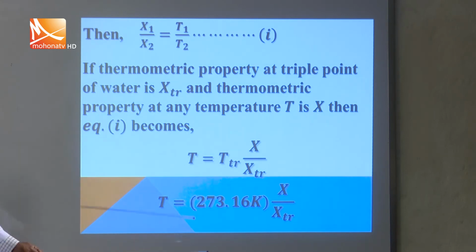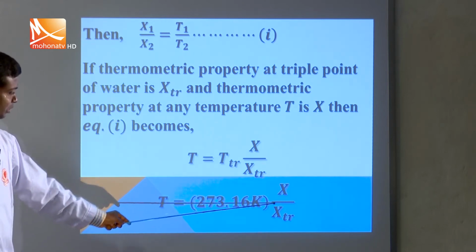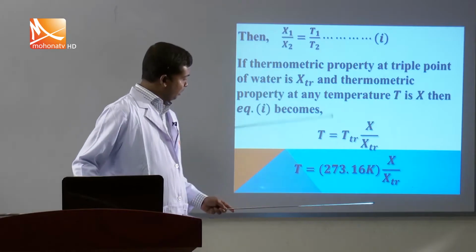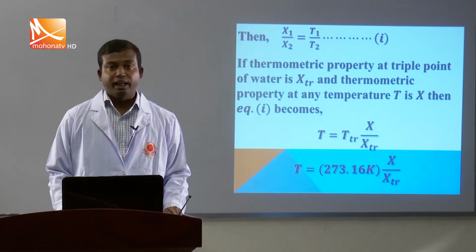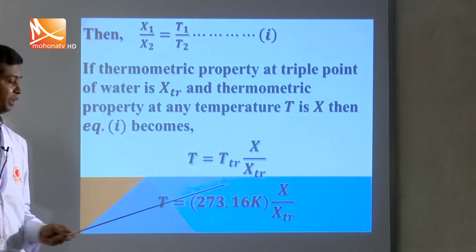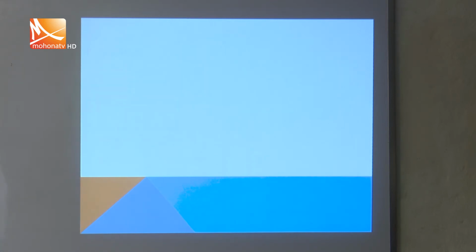So this is the relation based on a one point thermometer. In this case, if you know x, that is the thermometric property, and you know the thermometric property at the triple point, then you can easily find the unknown temperature. Here x is the thermometric property at temperature T, and xTr is the thermometric property at the triple point. You know that the thermometric property may be resistance, volume, or something else. Now, finally, by solving a problem, I think it will be very clear to you.